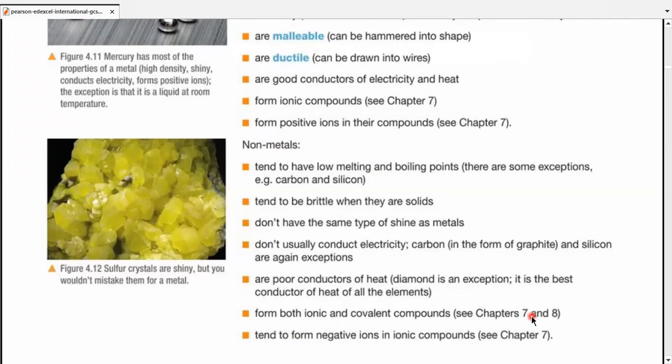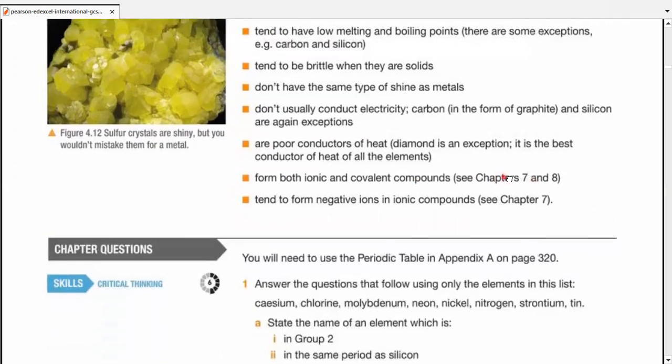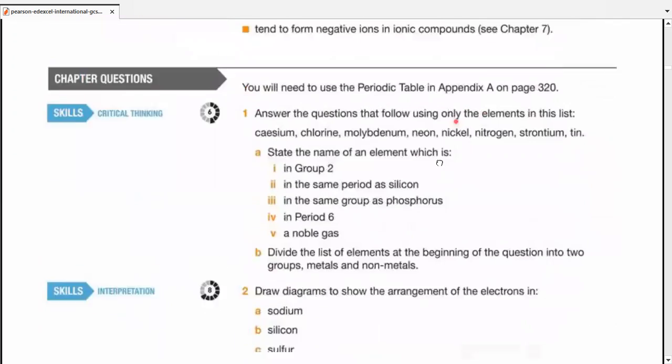So we have many differences between metals and non-metals. And when we bifurcate the entire periodic table, all of those which are metals show the properties of metals, and the ones that are known as non-metals, which is roughly 25% of the periodic table, show the properties of non-metals. Fair enough. This finishes our chapter.